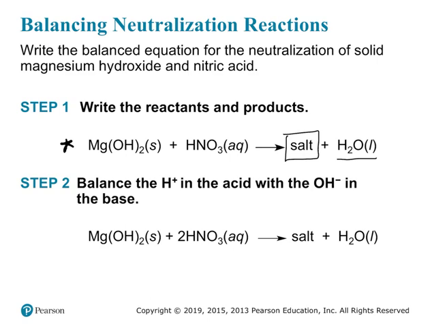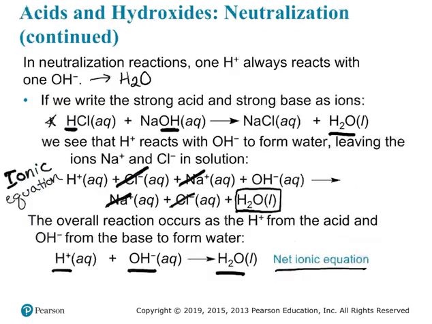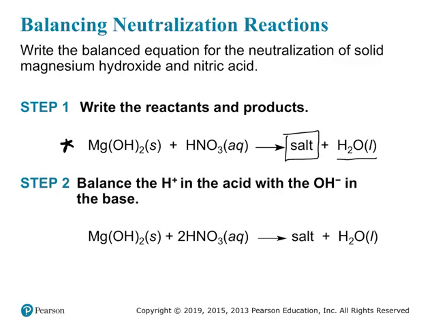So first, remember, we have to balance the hydrogen ions with the hydroxide ions, because we just saw that one hydrogen ion reacts with one hydroxide ion to make one water molecule. So in this instance, we have two hydroxide ions, but we only have one hydrogen ion. So we're going to have to put a 2 in front of the acid. So that's shown down below.